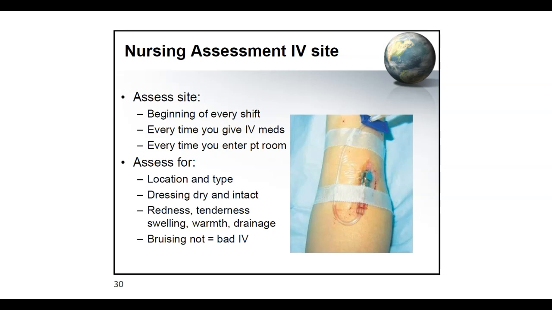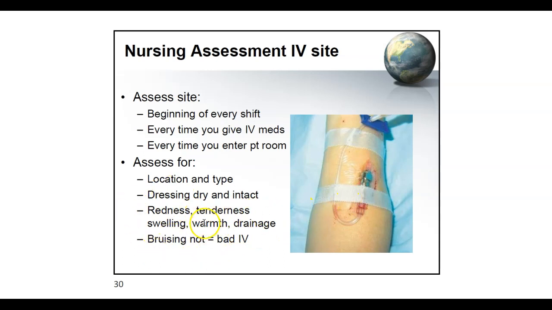So make sure you assess for the location. Where is the IV? Is it in the forearm? Is it in the AC? What type is it? Well, specifically, it would be a peripheral IV. So how's the dressing? Is it dry? Is it intact? So this doesn't look like dry and intact. It looks like it has some drainage. Intact meaning, is there any breakage? Is there any breakage anywhere that's ripped? Redness, tenderness, swelling, warmth, or drainage in the area. Again, look for those things because these are cues that something else may be going on.